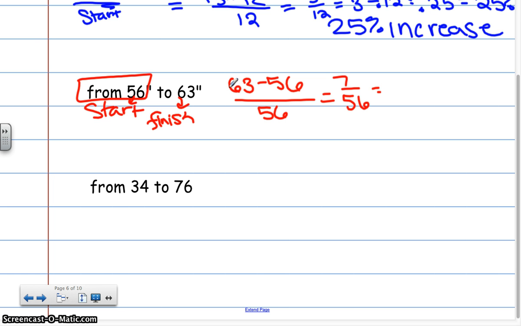And then in my calculator, I go 7 divided by 56 is 0.125. Now I gotta convert that to a percent, 12.5%. Now did I get bigger or smaller? From 56 to 63, is that bigger or smaller? Oh, it's bigger. Bigger means I increased.